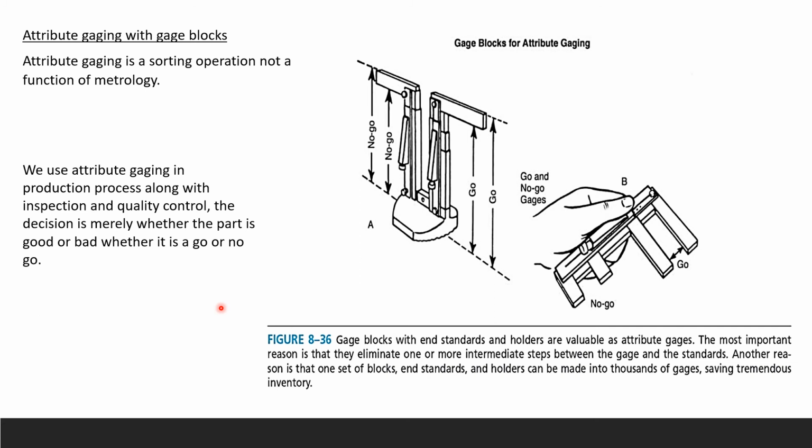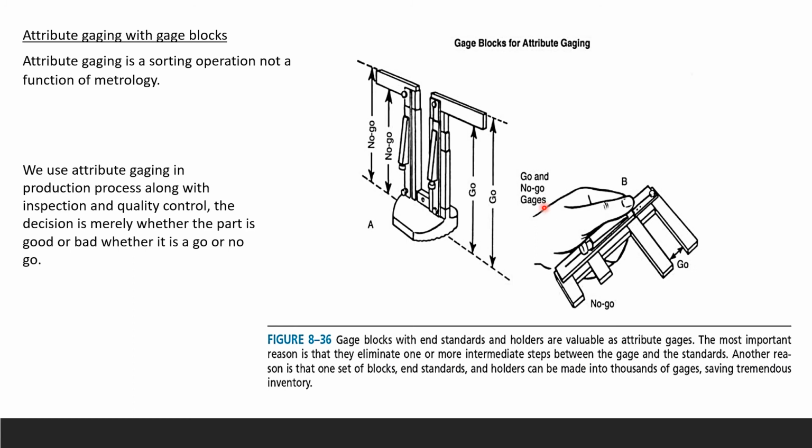Attribute gauging is nothing but just a sorting operation, okay? Not a function or methodology, just an operation. We use this operation in production processes along with inspection and quality control. So we're using attribute gauging to do decision making, okay? The decision is merely whether the part is good or bad, or whether it is a go or no go for an operation.